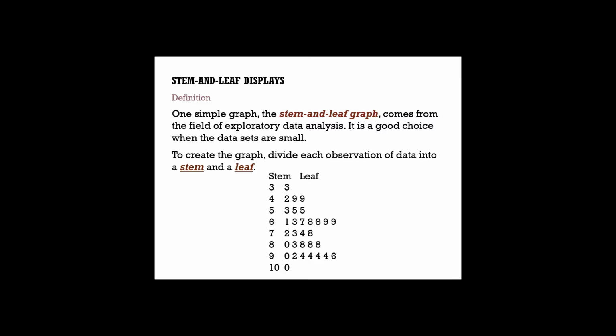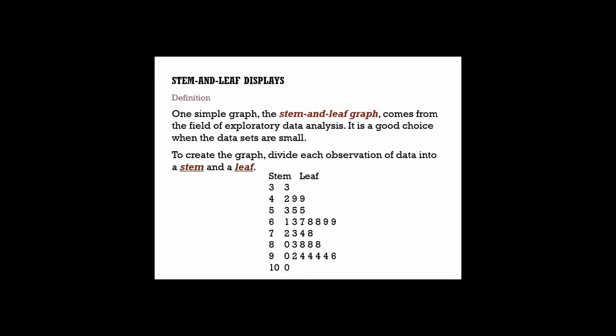Now, this data set has already been ranked. In other words, the leaves are written in ascending order. But that's not the way you would normally write it the first time through. The first time you were just gathering stem and leaf data, you might just write down leaves at random and then go back later and organize them so they're from smallest to largest.